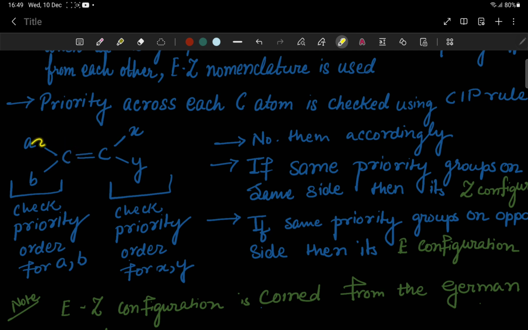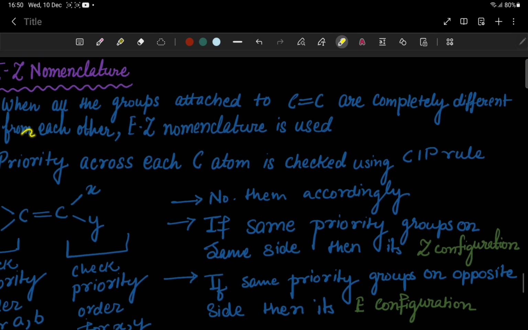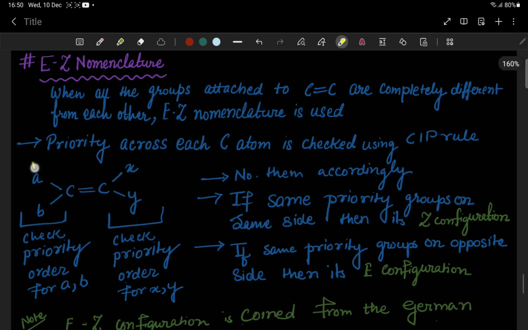Here you can see one carbon is attached with A and B, another carbon is attached with X and Y. You have to decide the priority between A and B first, then X and Y. If A has higher priority, let's say A has priority 1 and B has priority 2, and X has priority 1 and Y has priority 2. So here this is priority 1 and this is priority 2. This is priority 1 and this is priority 2. So you can see that the priority 1 groups are lying in the same plane.